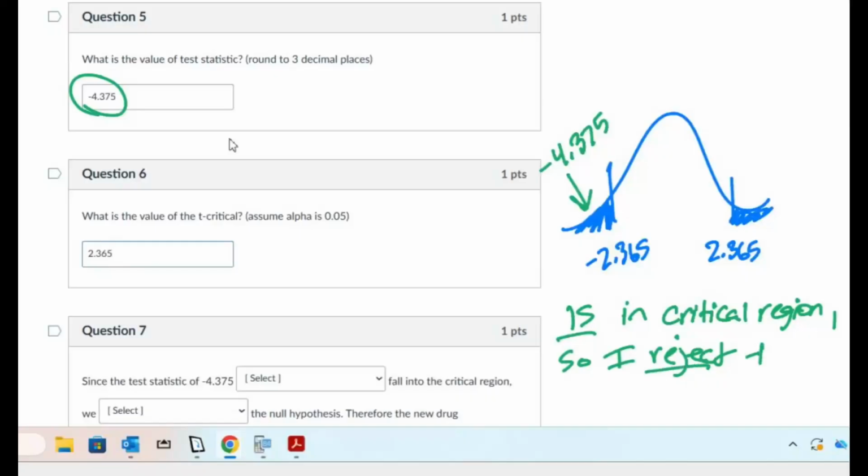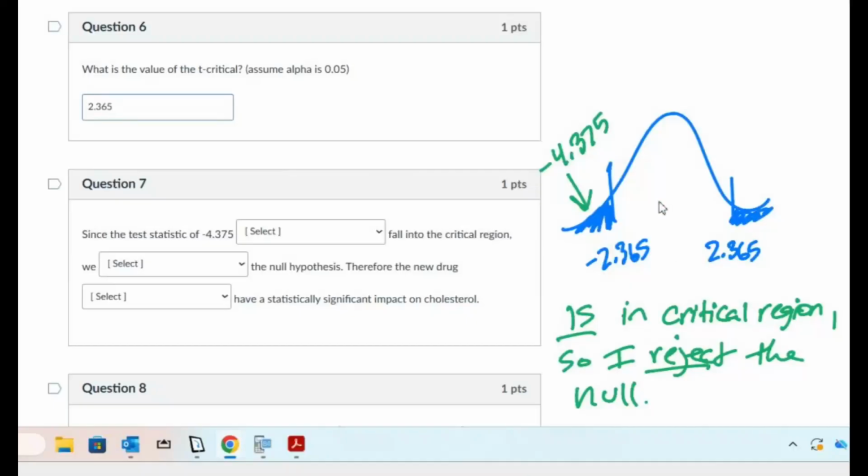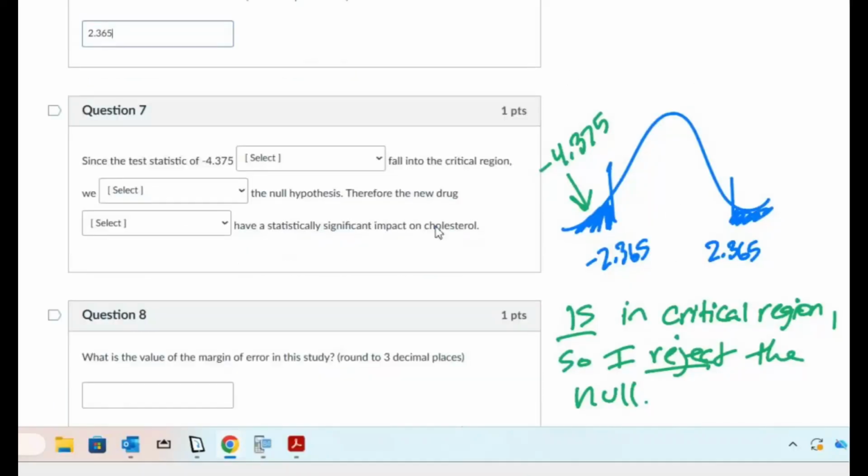So I reject the null. Remember that if we are in the critical region, we reject the null. And if we are in between the critical values, that's just the not critical region. It doesn't have a fancy name. We fail to reject when we're between. We reject if we are outside on either extreme. So since the test statistic of negative 4.37 did fall into the critical region, we reject the null hypothesis.